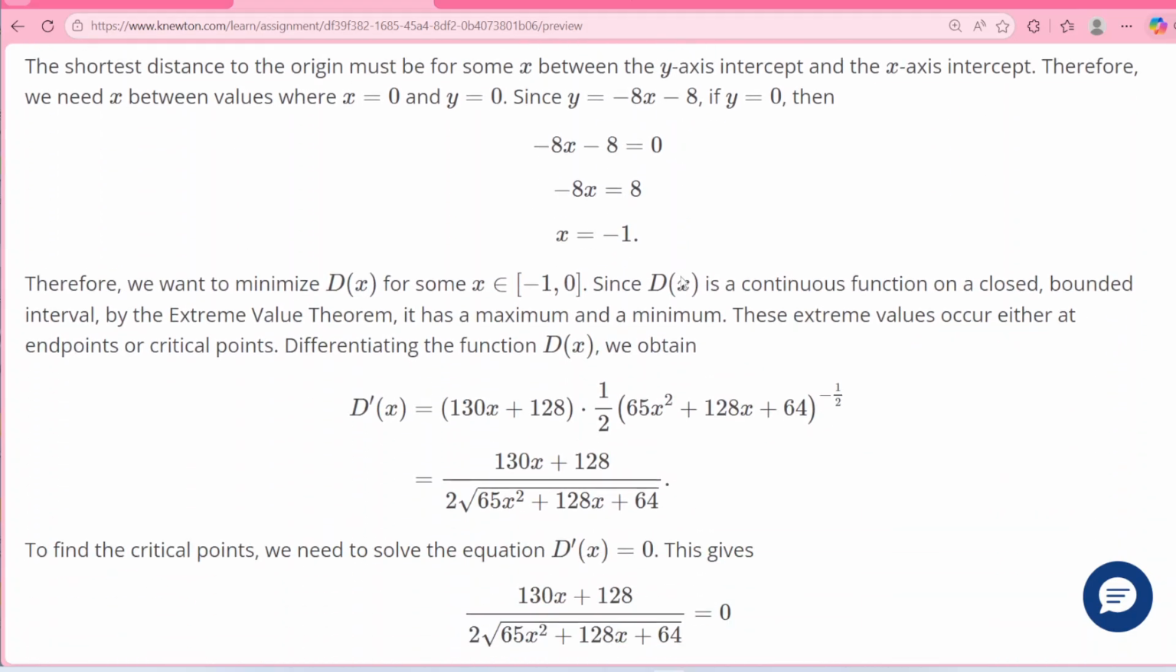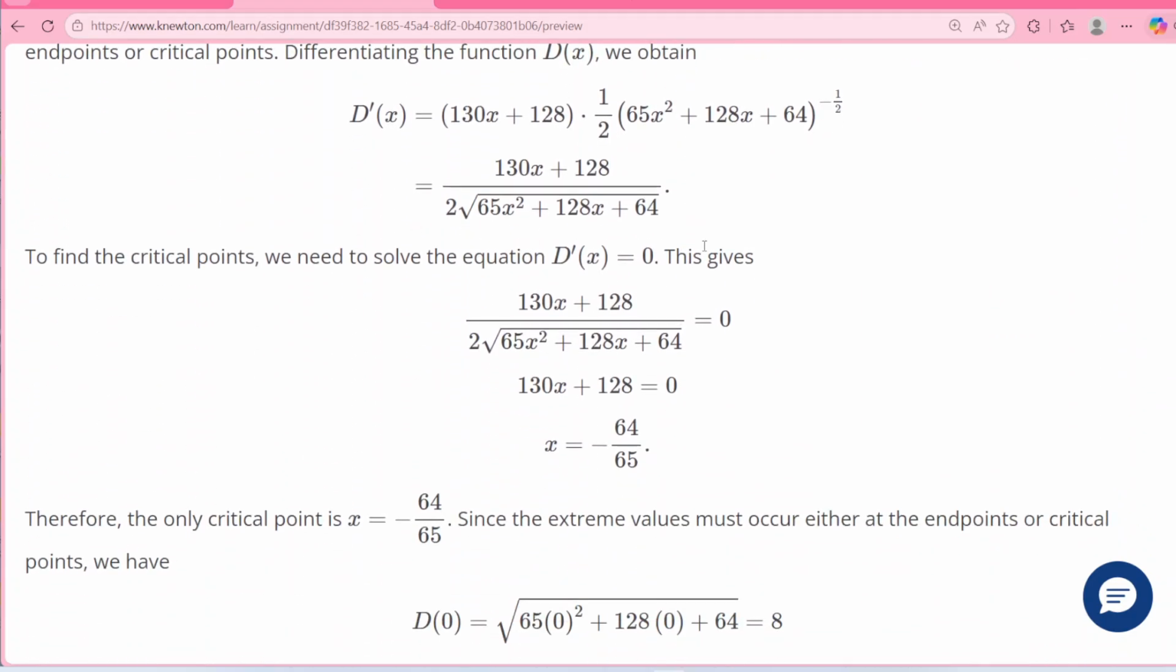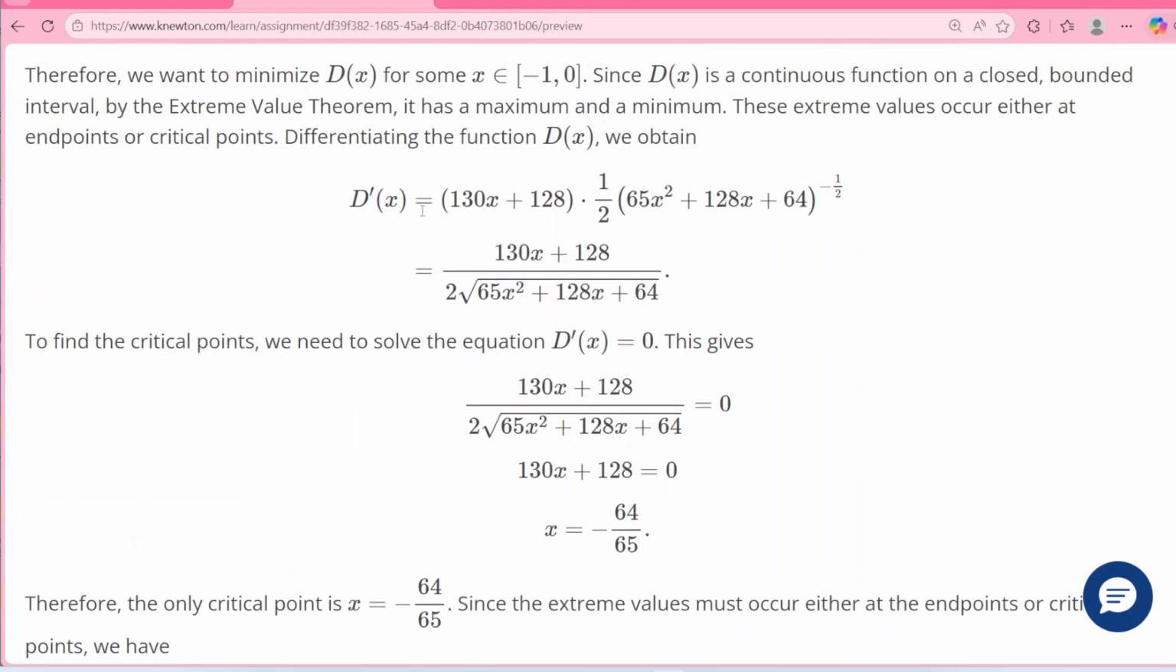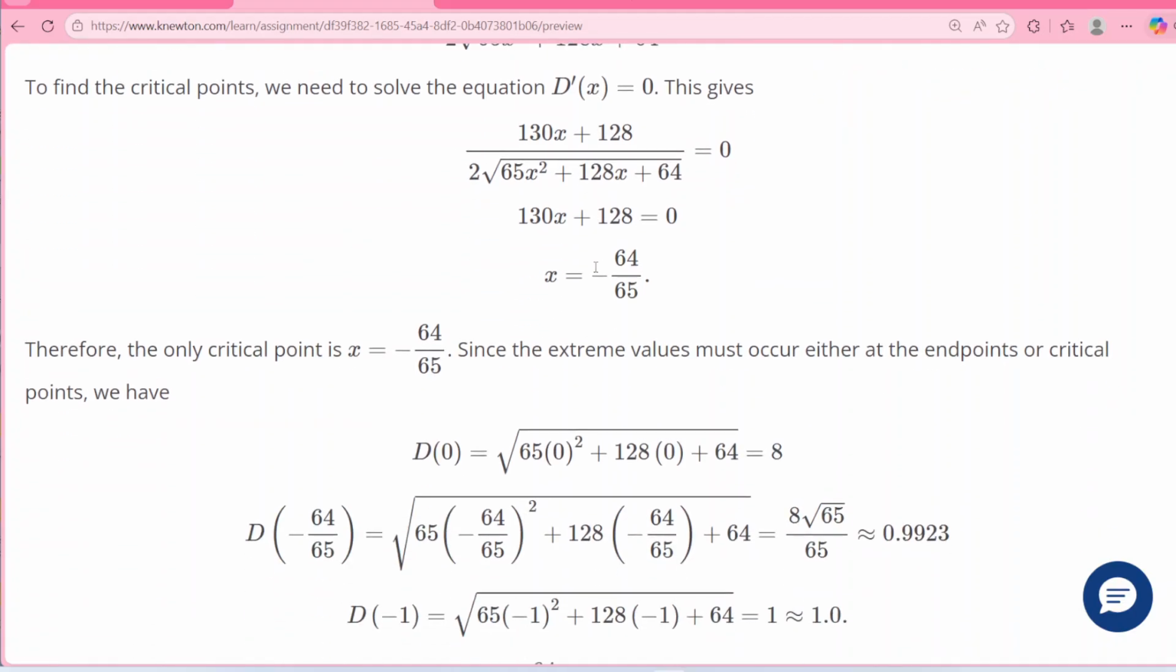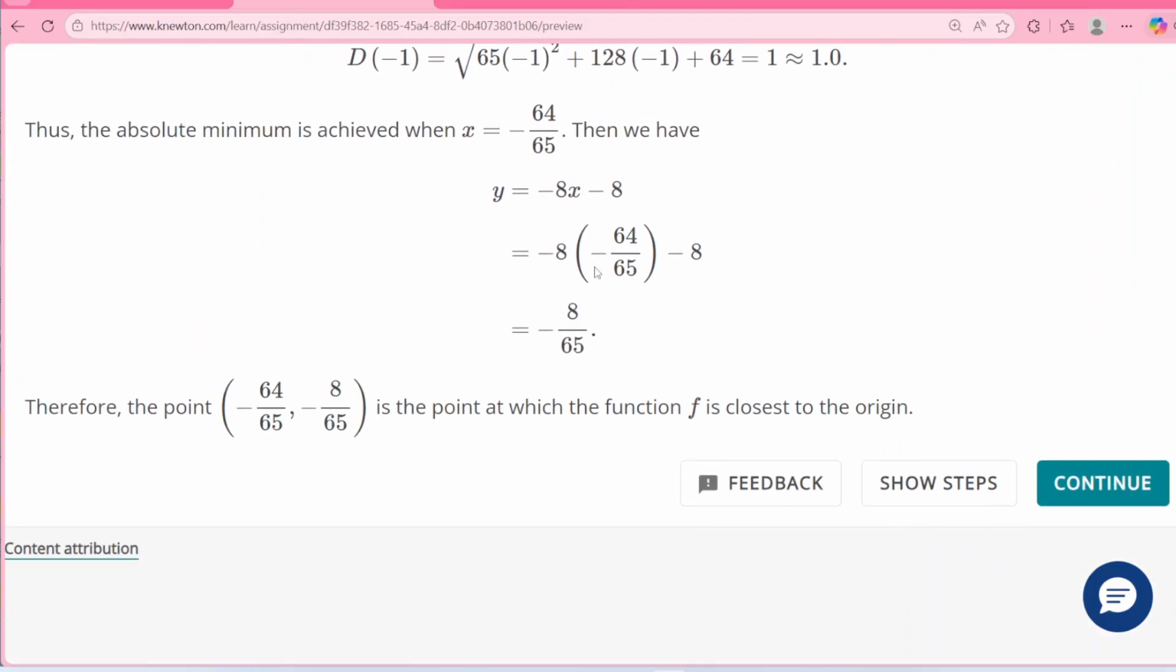And they go through all that here. They kept the square root in it. But notice the numerator here is 130 when they take the derivative of the distance function. They got 130x plus 128. That was exactly the same as the derivative of our distance squared that I had earlier. So yeah, if you're trying to minimize a square root, you can minimize the square, and the minimal value will occur at the exact same input.